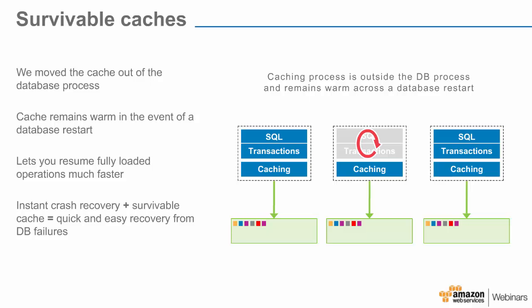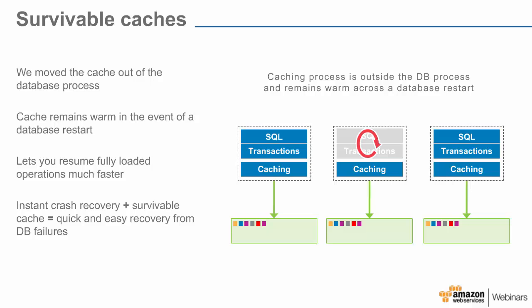Until your cache gets warmed up, the performance of your database is not where you want it to be. Whereas in case of Aurora, because we moved the cache out of the DB process, if your database crashes, you don't lose the cache. Your cache stays warm, and when you come back, everything that was cached is still in the cache.